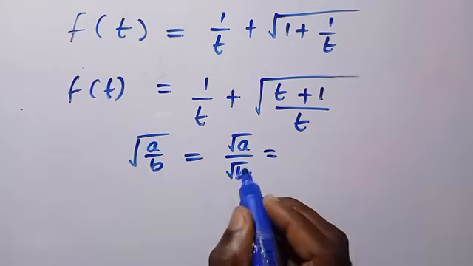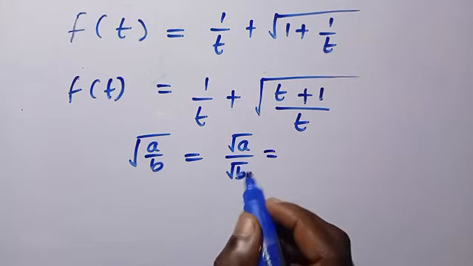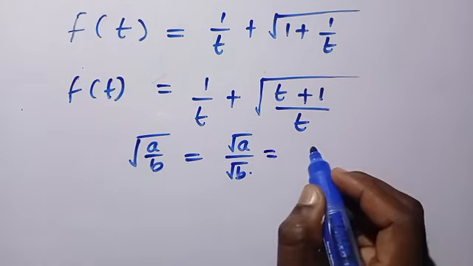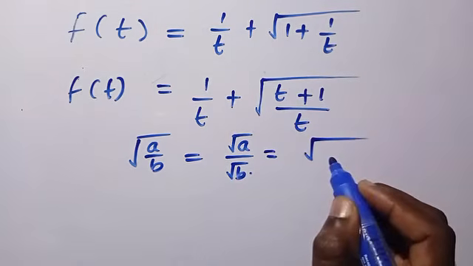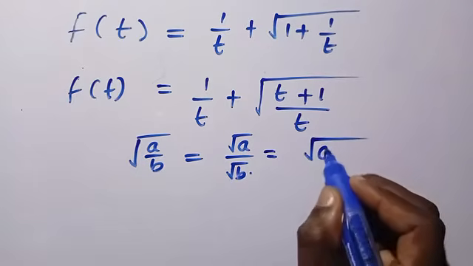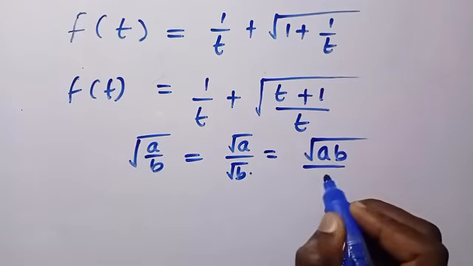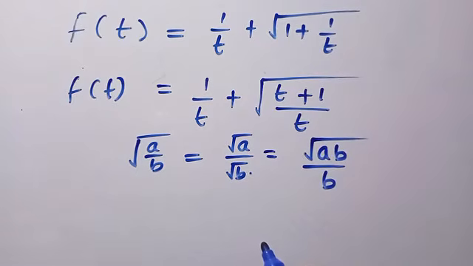And we don't want to have a root as the denominator. We have to rationalize this. By rationalizing this, we have the square root of a multiplied by b, divided by b. So this is what we are going to have.